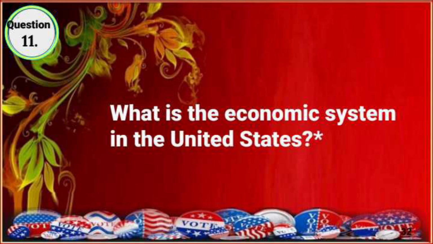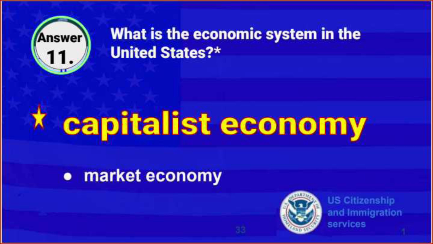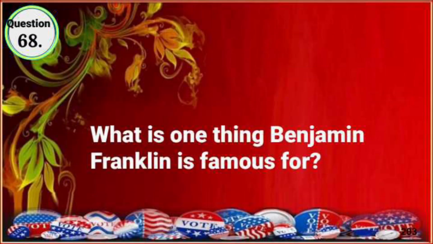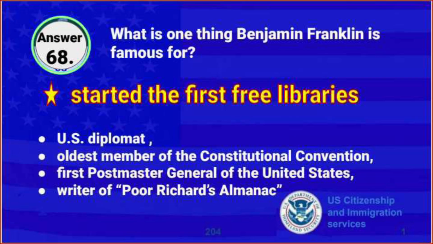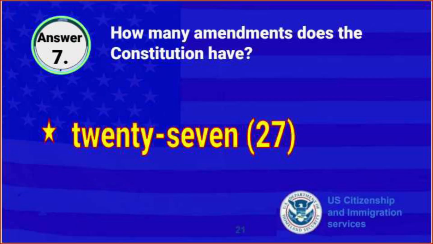What is the economic system in the United States? Capitalist economy. What is one thing Benjamin Franklin is famous for? Started the first free libraries. How many amendments does the Constitution have? 27.